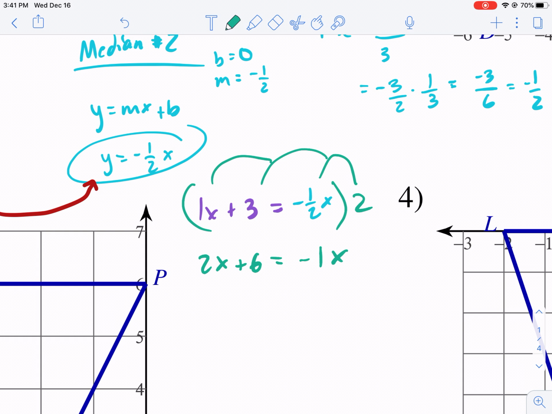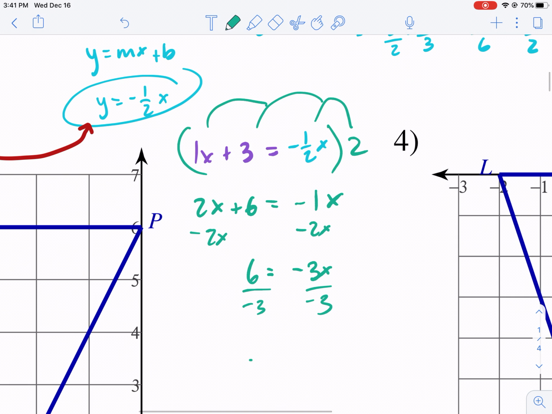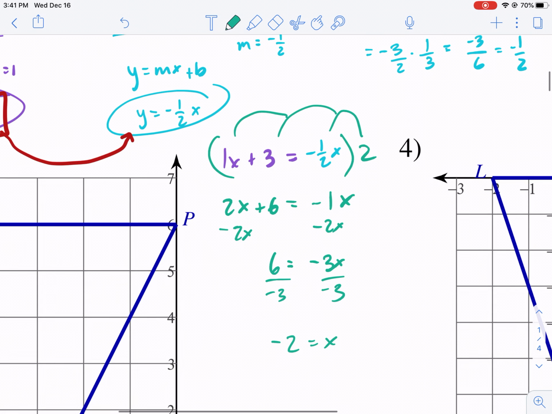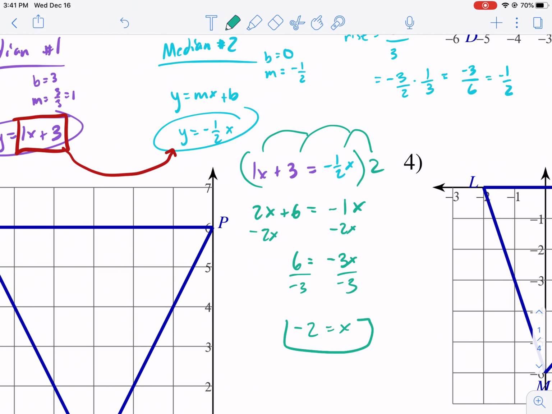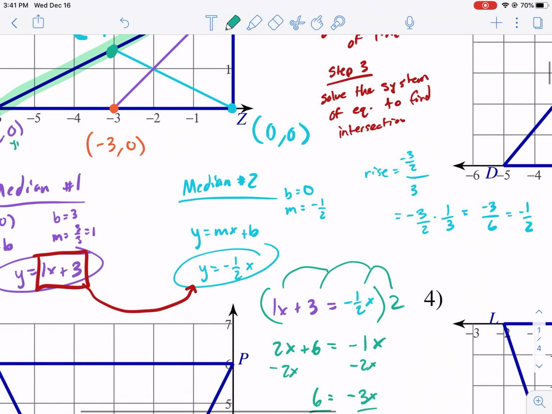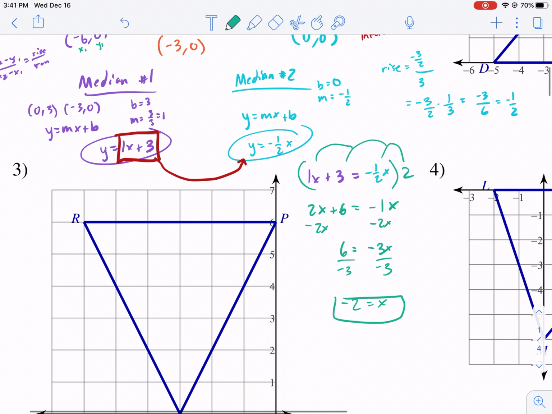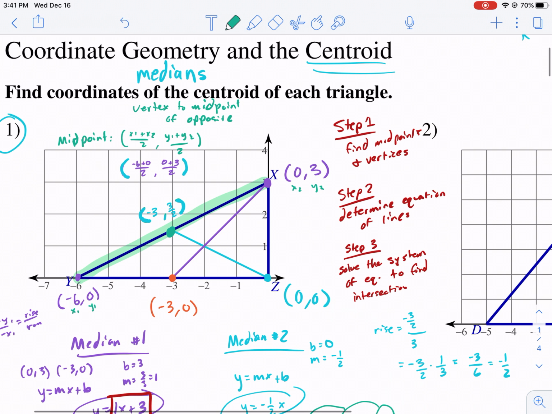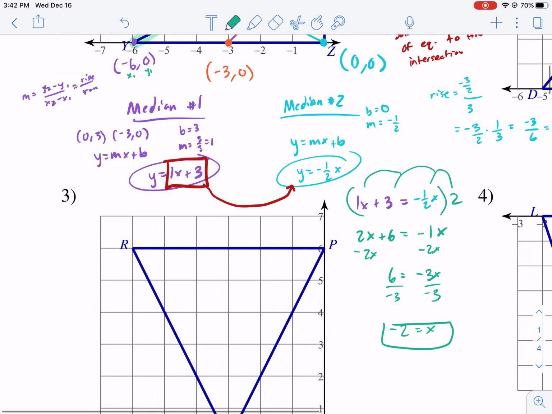Now, I don't like the x's being on different sides, so I'm actually going to move the 2x this time. So I move the 2x, and I get 6 equals -3x. I divide by -3 to both sides, and I get -2 equals x. I'm not done. This is just my coordinate for the x value where this line crosses. Okay, so somewhere along this line, on x equals -2, it's going to cross. And you can tell by the graph that it is going to be the case.